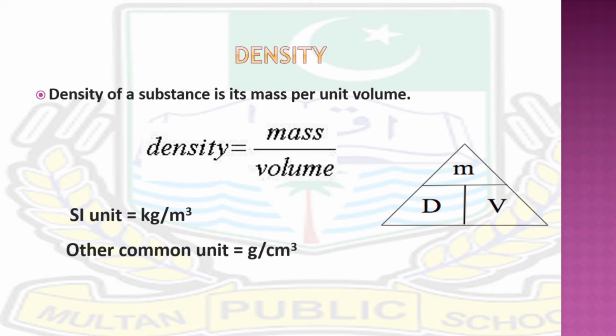Density of a substance is its mass per unit volume. The formula is written here. Density is equal to m over v, or mass over volume. The SI unit of density is kg, or kilogram, per cubic meter. The other common unit is gram per cubic centimeter. Students, for a pure substance, the density has the same numerical value as its mass concentration. So different materials usually have different densities, and density may be relevant to purity and packaging.